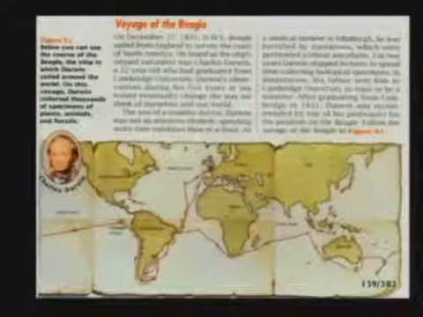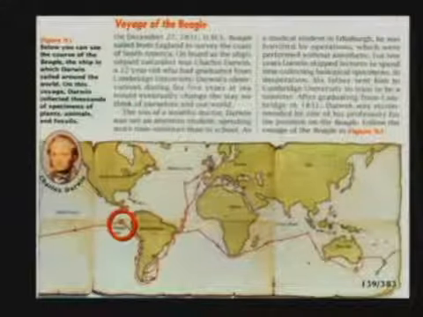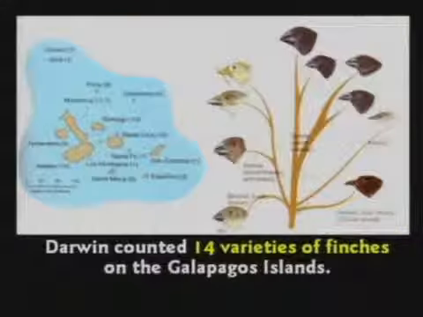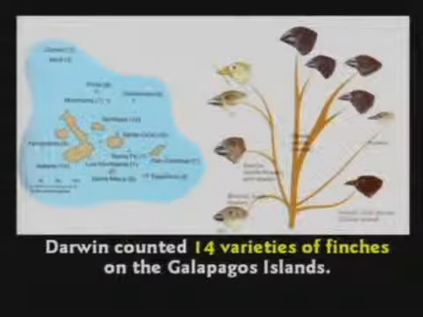As Darwin sailed around the world, he came to these islands called the Galapagos Islands. There he noticed there were 14 varieties of finches. He shot many, many birds. Darwin shot an awful lot of birds. He didn't like birds because he liked worms. He thought it was kind of mean for the bird to eat the worm. So he shot a lot of birds and stuffed them and collected them. Had a huge collection of stuffed birds. And the ultimate environmentalist of his day.